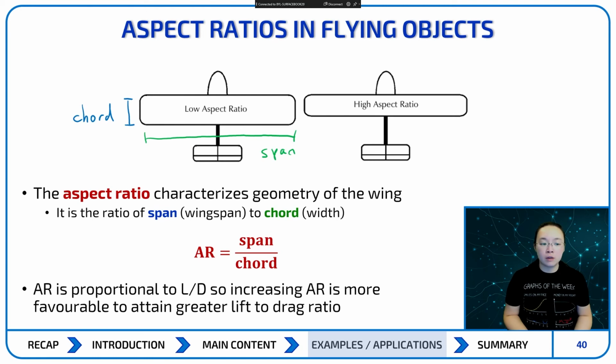It's the ratio of your wingspan to your width. So AR is equal to span over chord. Now, what's important about this? Your aspect ratio is going to be proportional to your aerodynamic efficiency. So increasing your aspect ratio is more favorable to attaining a greater lift to drag ratio.